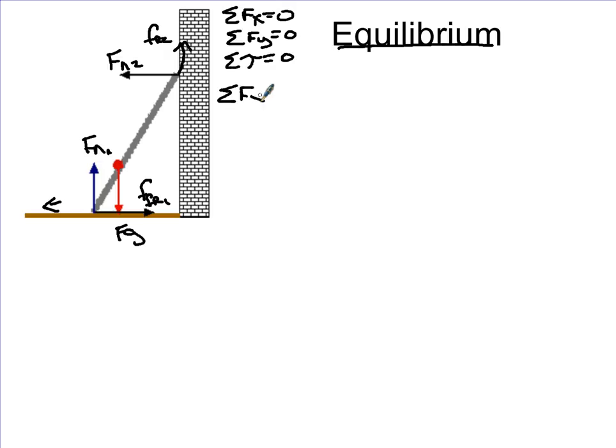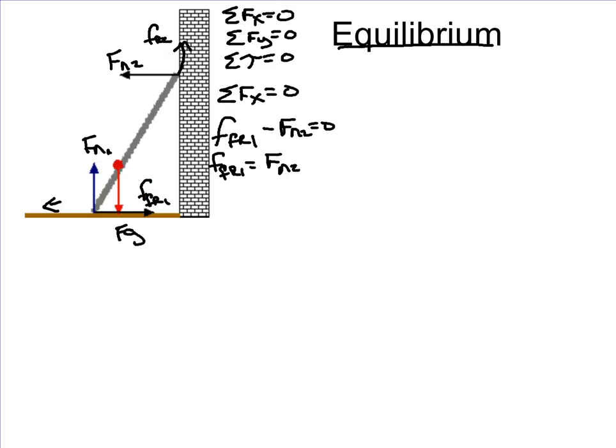Sum of the forces in X equals 0. So let's see. What do I have acting to the right? The only thing I have acting to the right is the force of friction 1. And to the left, I have Fn2. So what this tells me is my frictional force from the floor must equal the normal force of the wall. So, pretty much, if there is no friction, there is no normal force. So, if this were a perfectly smooth floor, this ladder would not stand.